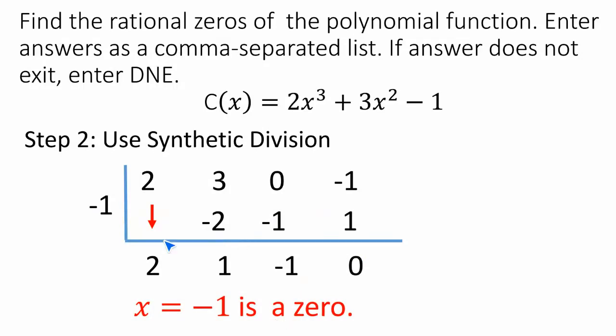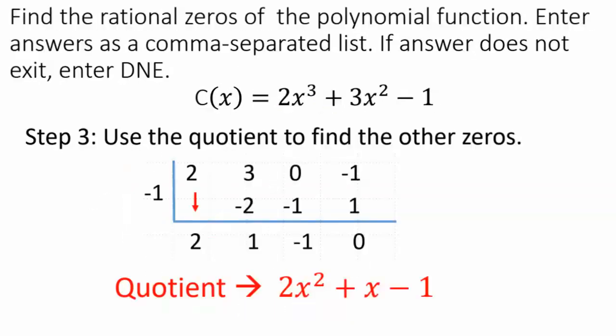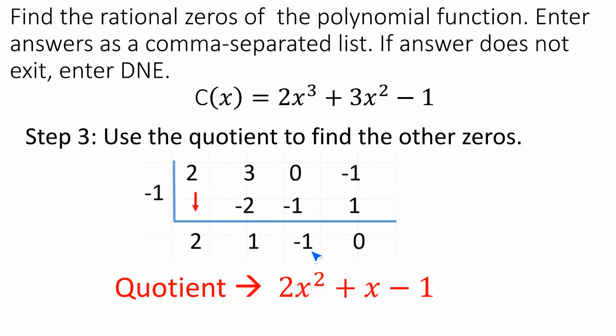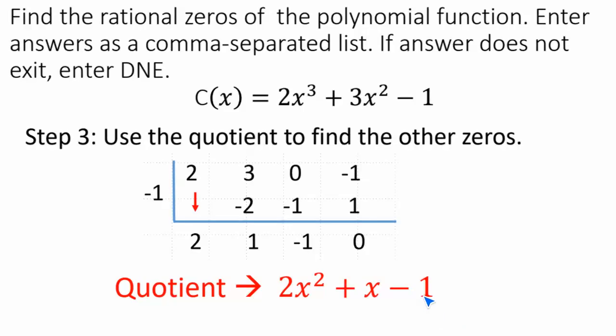So now we can take that information in front to get our quotient. So my degree for my quotient is going to be 1 less than the x cubed. So instead of x cubed, we're going to start with x squared. So I have a 2 times x squared, and then the next one would be x, and then we have the negative 1. So my quotient here is 2x squared plus x minus 1. And this is a good thing because it's quadratic.